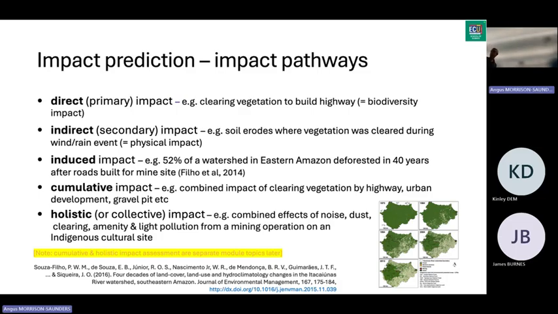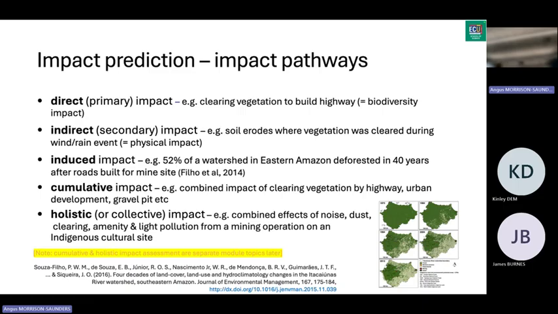There's also the idea of induced impact. If you build a road, for example, you almost certainly end up with more development happening in that area. The most famous case study of this is the first road that was built into the Amazon rainforest in Brazil in the 1970s or thereabouts. And 40 years after that, 52% of the land around that road had been completely deforested. If that road had never been built, you never would have had that deforestation.